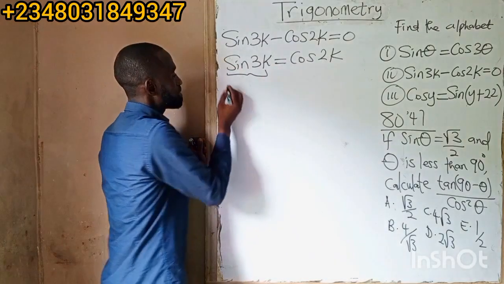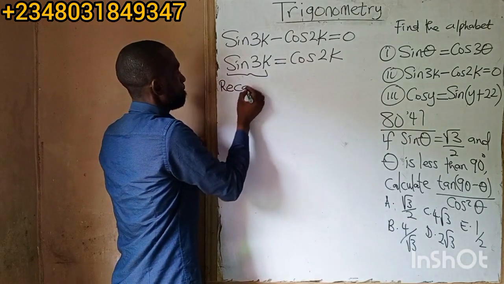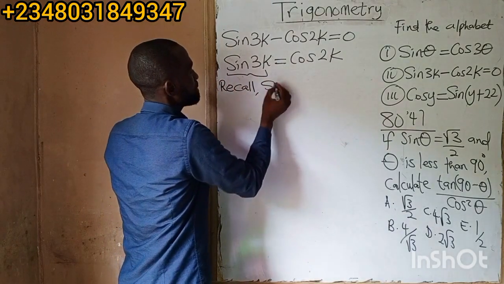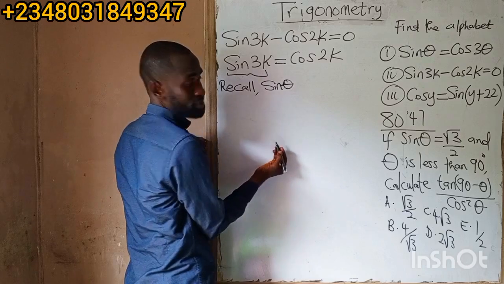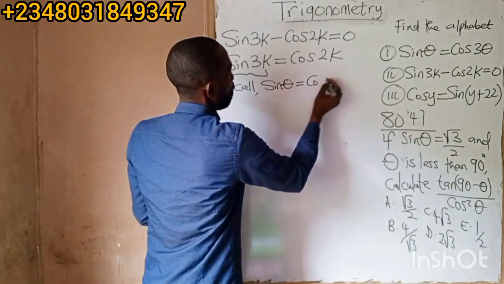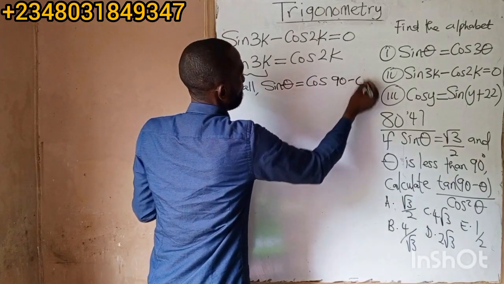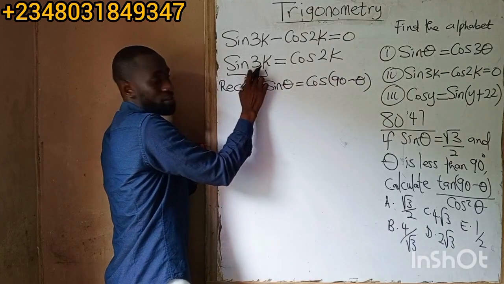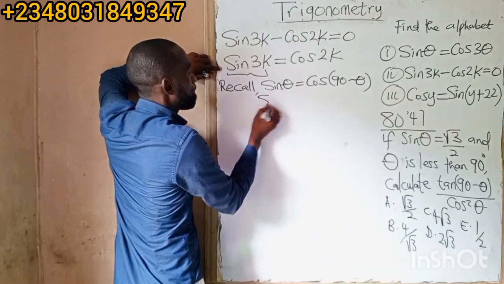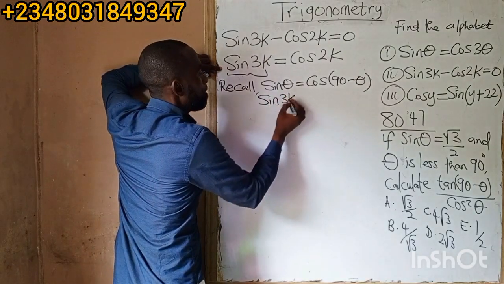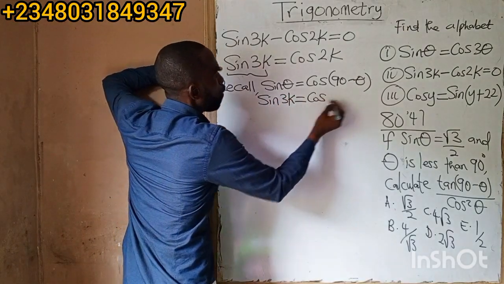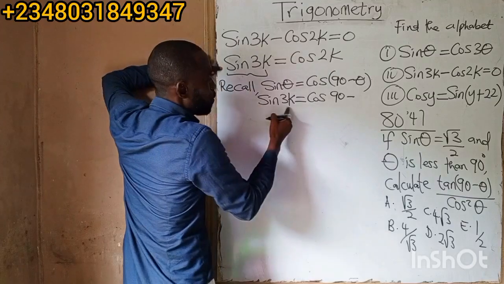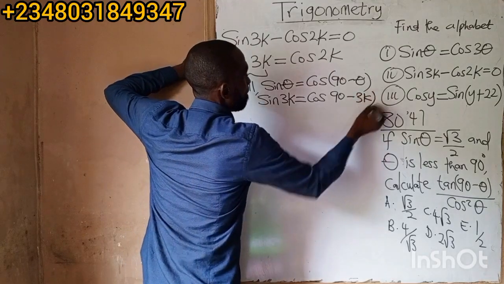So you know that, recall that sine of something is equal to what now? Cos of 90 minus that thing. Be careful here. What we have here is now 3k. So it means sine 3k gives us cos of 90 minus 3k.